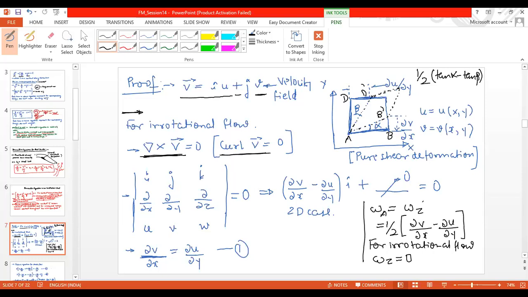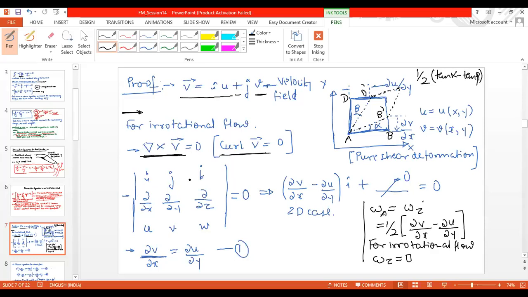Now you don't need to go into very complex mechanics. Just keep this in mind: for an irrotational flow, generally the curl of the V vector is 0. So what is this curl of V vector? It is simply the delta operator cross V vector.